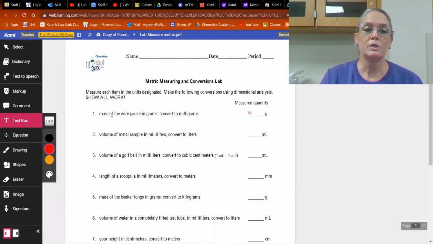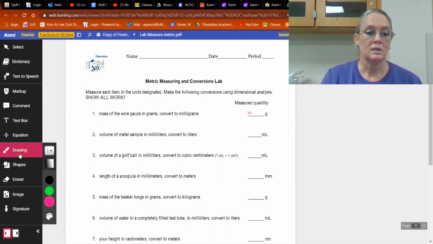Okay, so showing your work, because this particular page says you have to show your work using dimensional analysis. In order to do that, a text box is not going to work as well. What you will want to do is draw, and of course pick a color for drawing so that things show up. Or you may want to just use black for the work that you're going to do.